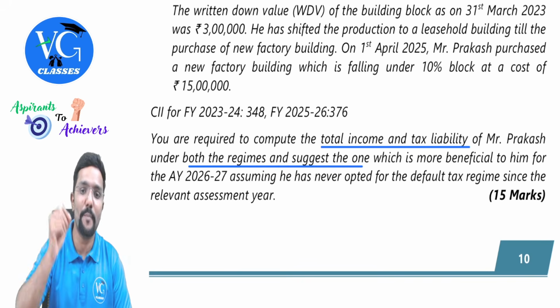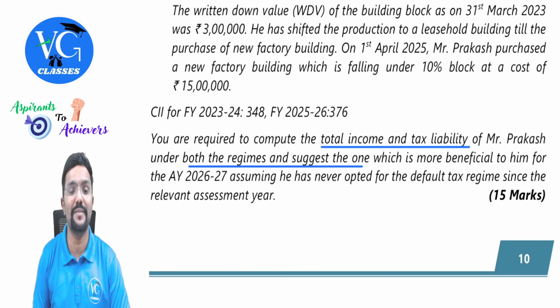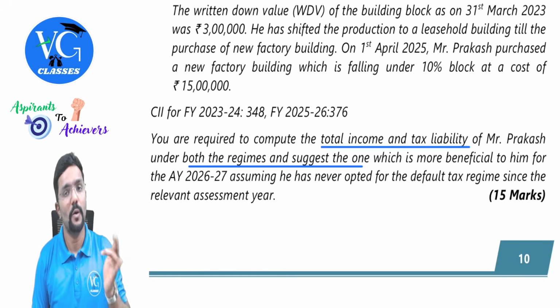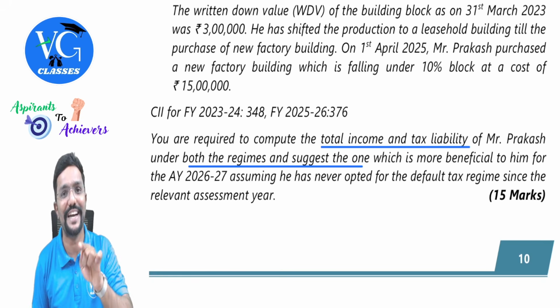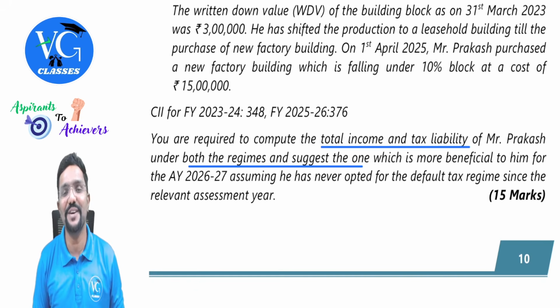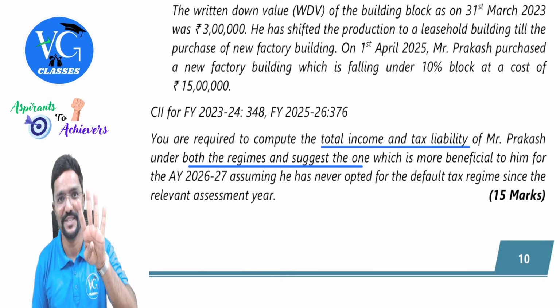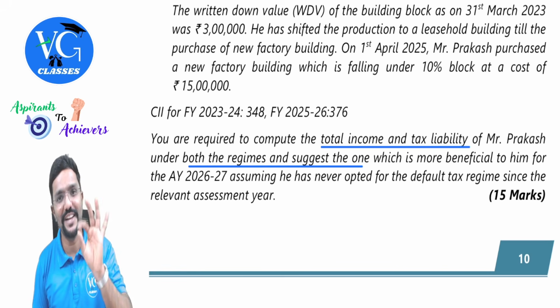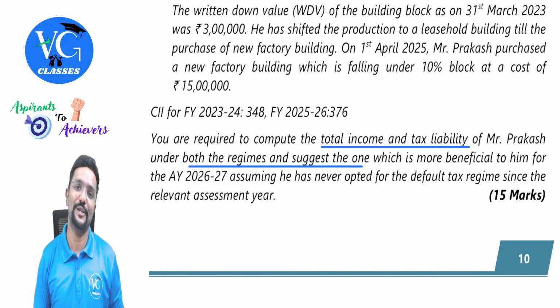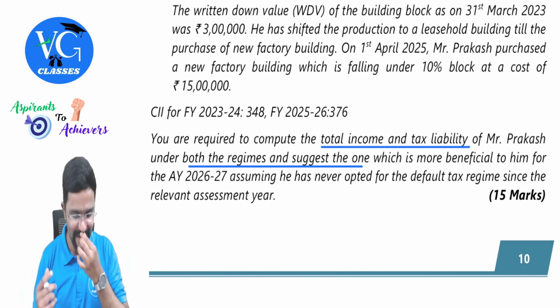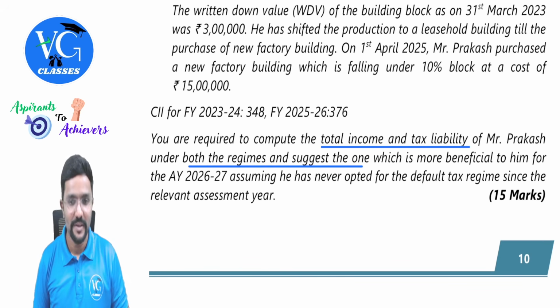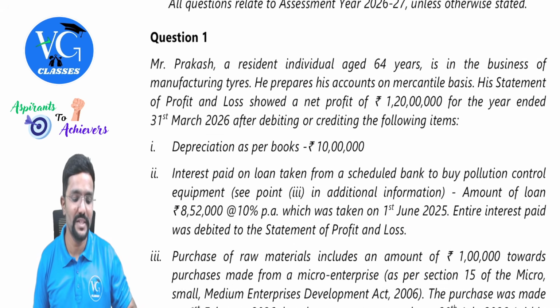Assuming he has never opted for the default tax regime since the relevant assessment year, means in the past he has never chosen the default regime. But now they want you to calculate the total income and tax liability under both the regimes. So totally you are supposed to do 4 calculations, guys. Total income and tax liability under default, and total income and tax liability under optional. So totally 4 calculations, a lengthier question, but we'll see what is the information given.